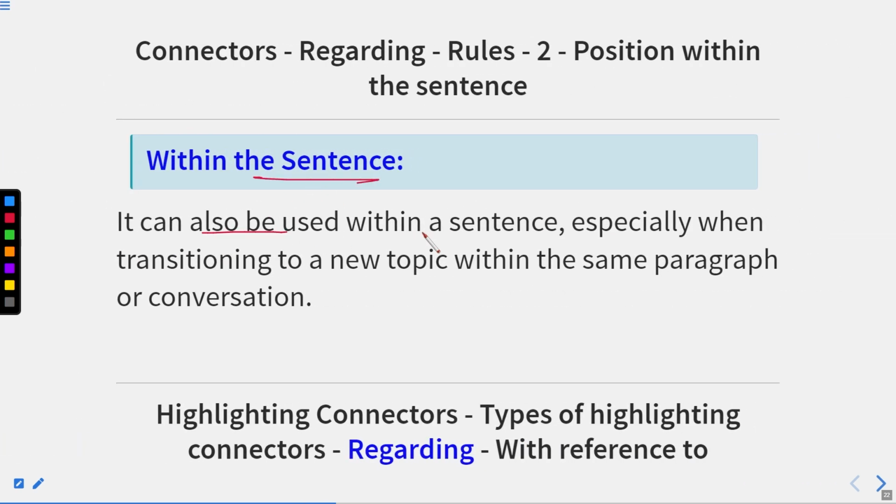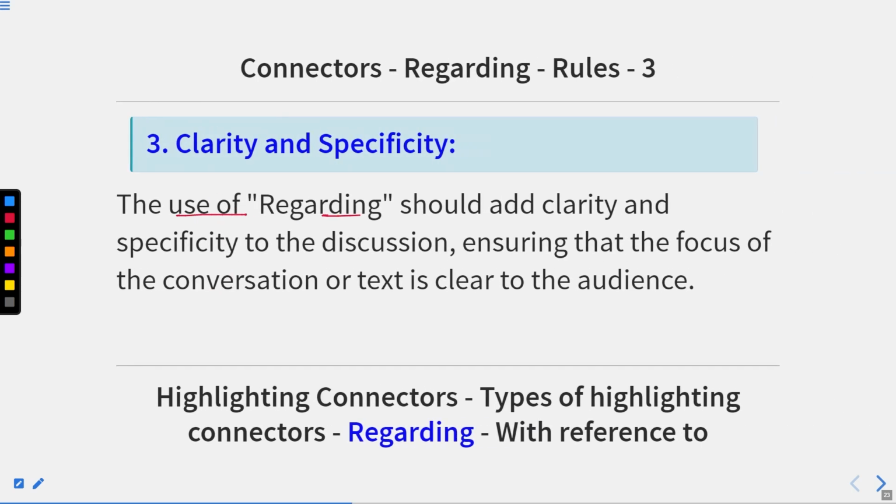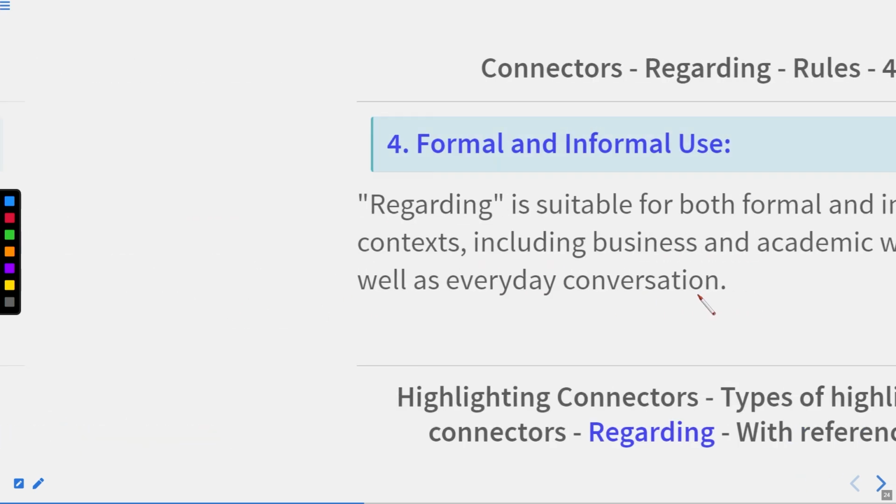Within the sentence, it can also be used especially when transitioning to a new topic within the same paragraph or conversation. The use of regarding should add clarity and specificity to the discussion, ensuring that the focus of the conversation or text is clear to the audience.